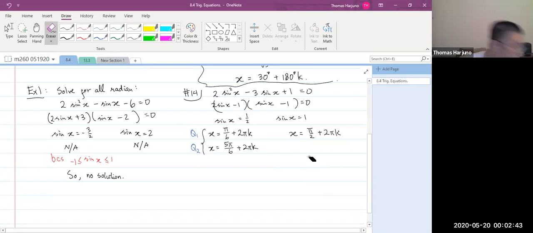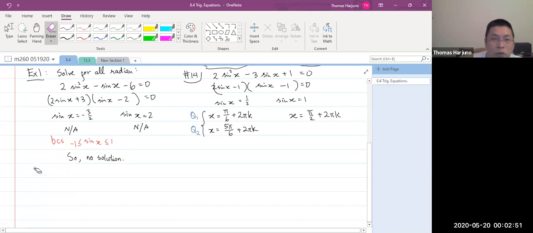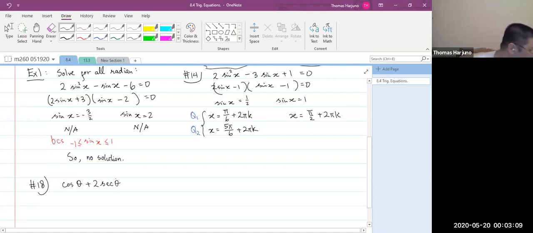That's for number 14. I think that number 14 is not too hard. Now, let's take a look at a slightly harder problem in which we need to start getting more careful with the domain of the equation. Number 18, for example: cosine theta plus 2 secant theta equals -3.